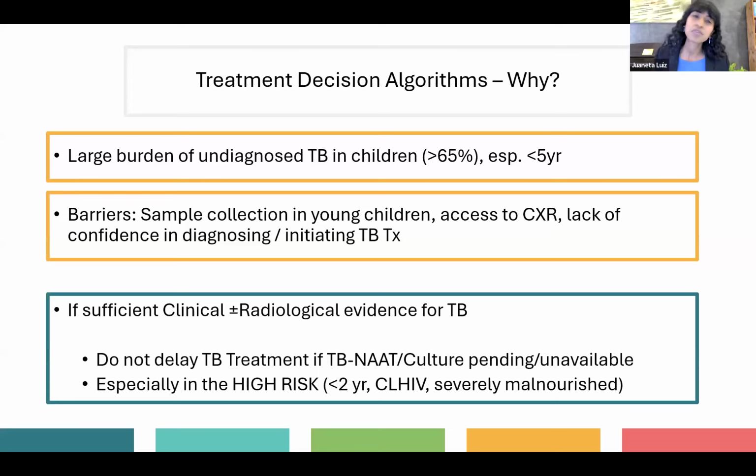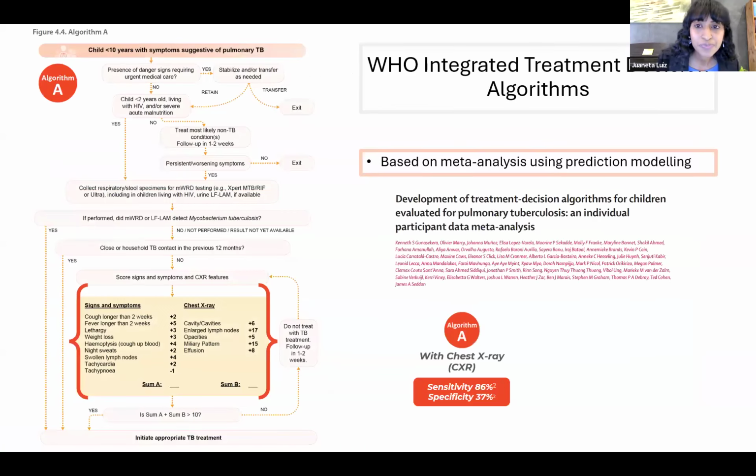And so the concept of the treatment decision algorithms is that if there is sufficient clinical and or radiological evidence for TB, we may not need to delay TB treatment waiting for results. We can perform the respiratory specimen testing, we can do the chest X-ray and look at the results and make a decision quickly, especially in the high-risk children. The algorithm defines these as children under the age of 2 years, children living with HIV and those that are severely malnourished.